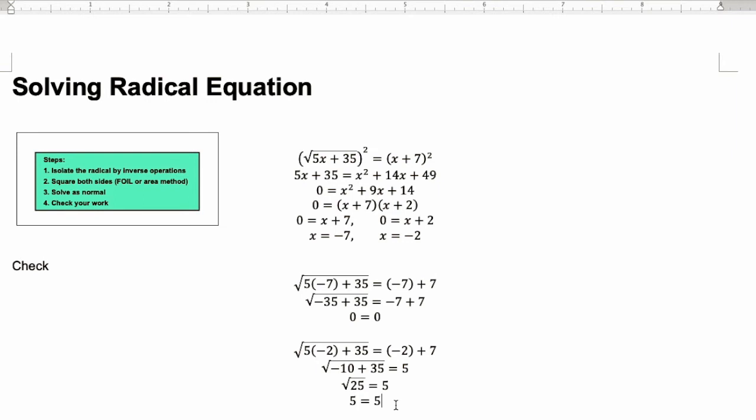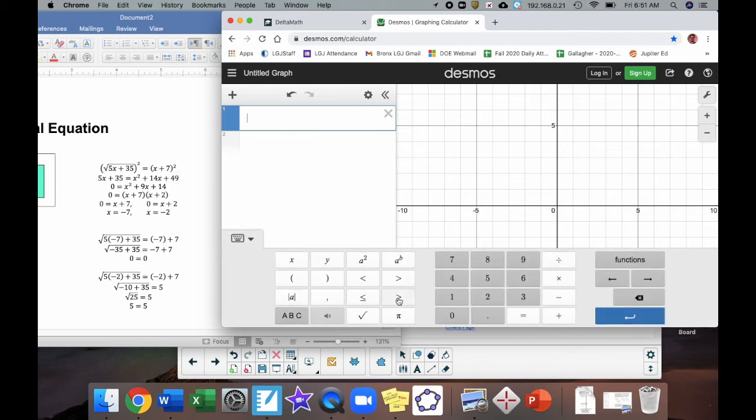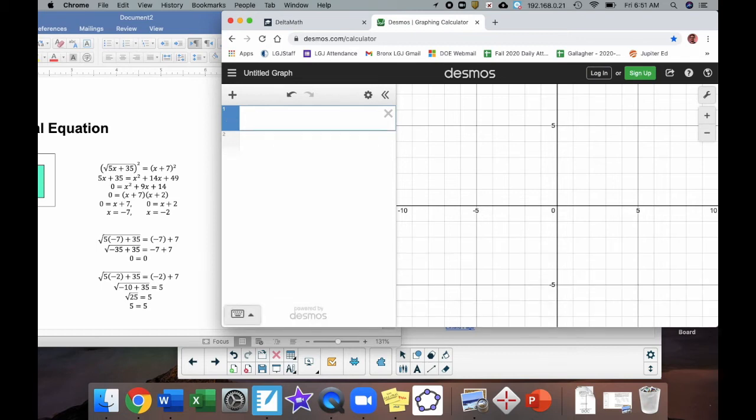And let's show how this works in Desmos to give you a slightly different way of checking. I'm going to just type in the original equation. The left-hand side is one equation, the right-hand side is another. Now how you enter the square root in Desmos, you can either pull up the keyboard, and you can enter the square root symbol here, or if you want a shortcut, type SQRT, and then a square root symbol pops up. Either way, same square root symbol.